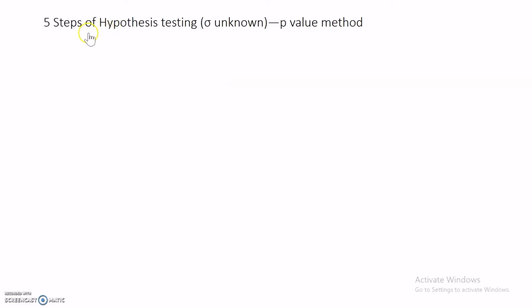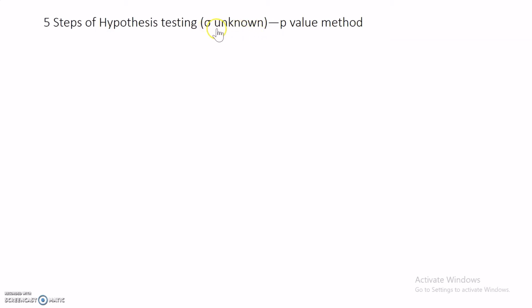Now we are learning hypothesis testing for one population mean when the population standard deviation sigma is unknown, and we are still using the p-value method, right? Before I tell you what the steps are, it is important that we pay some attention to the situation when the population standard deviation is unknown.